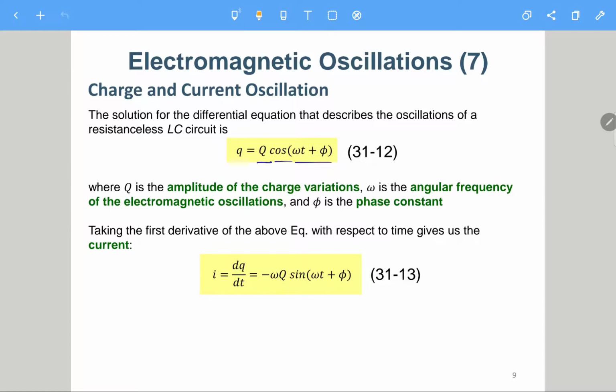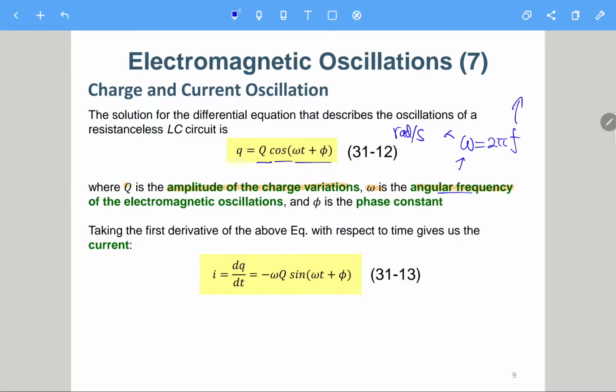So we'll say Q is the amplitude of the charge variation. Omega is the angular frequency. If you try to relate the angular frequency with the normal frequency, omega equals 2 pi f. So the unit of omega is radian per second.